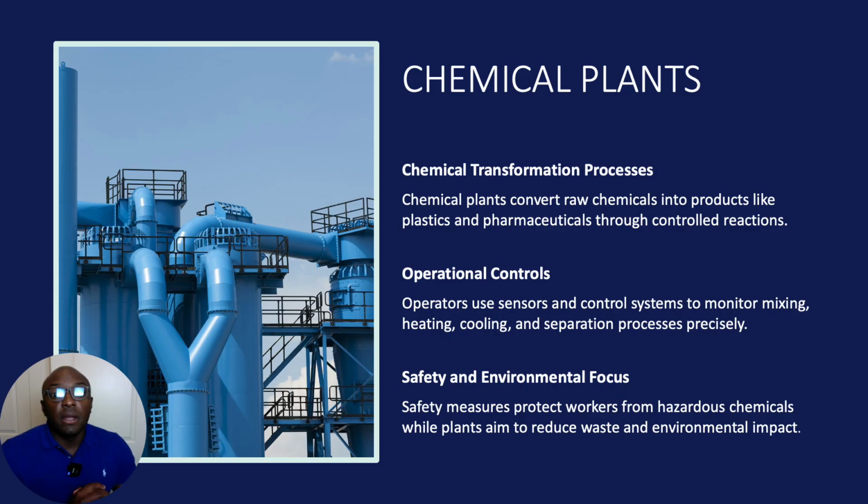Operators and engineers monitor these processes using sensors and control systems to maintain optimal conditions. Safety is a top priority, as many of the chemicals can be hazardous. Chemical plants also focus on minimizing waste and reducing the environmental impact. By learning about chemical plants, you'll gain insight on how chemistry is applied on a large scale to create products that are essential to everyday life.